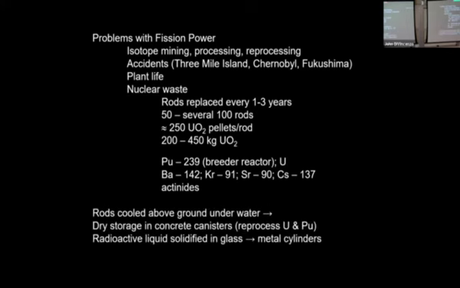The rods are cooled above ground underwater. They go into dry storage in concrete canisters. You can reprocess the uranium and plutonium. We currently do not do this in this country. Radioactive liquid is solidified in glass and then put into metal cylinders. So Oak Ridge used to do this.